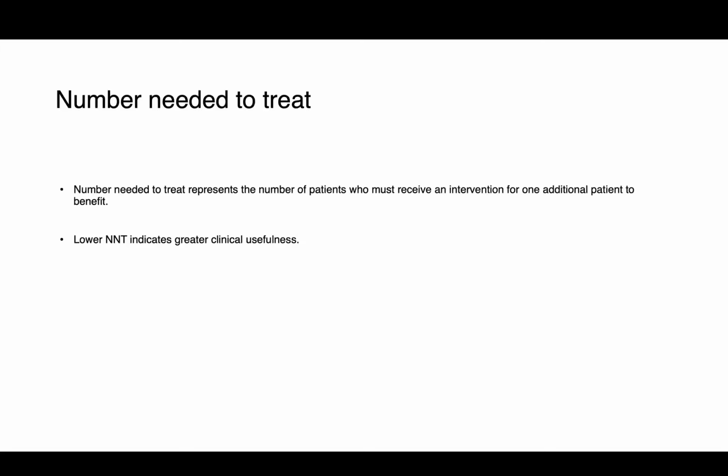So the next important term you need to know is the number needed to treat. The number needed to treat represents the number of patients who must receive an intervention for one additional patient to benefit. So the lower the NNT, the greater the clinical usefulness. If it is as low as 1, then it is a very, very good outcome. Whereas if it is very high, like 2-digit or 3-digit, then the number needed to treat shows that the intervention is not likely to be very beneficial. But that needs to be compared with other interventions, based on other studies.